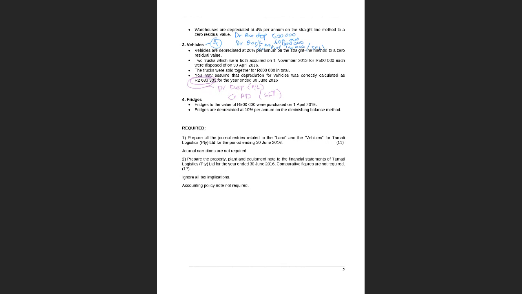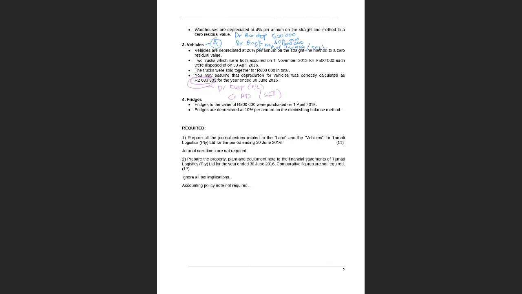Okay, we don't need to subtract the 500,000 from the 2.6 million, because remember they're not asking us to do the note or anything. All they're asking us is to do the journal. The depreciation of the vehicles that we sold is included in that amount already, so there's no need to do any calculations there. If we were doing the note, then we would need to take that into account, which we're going to do just now in part two of the question. So that is basically part one of the question.